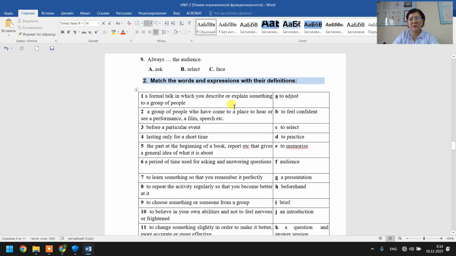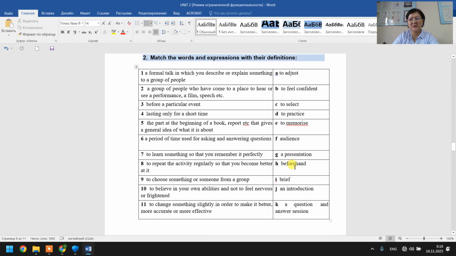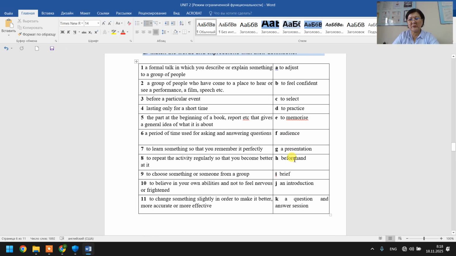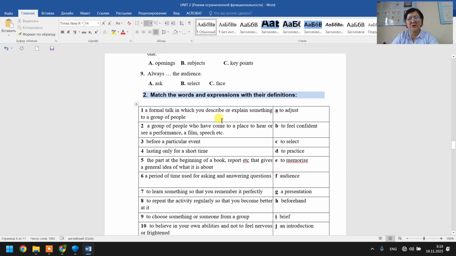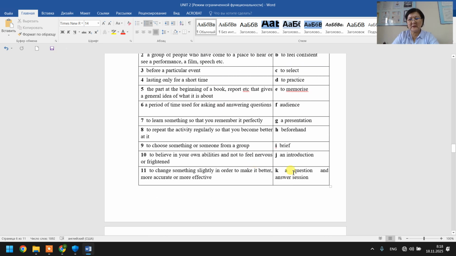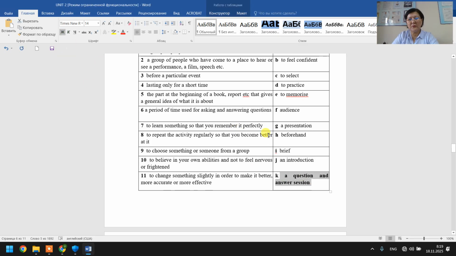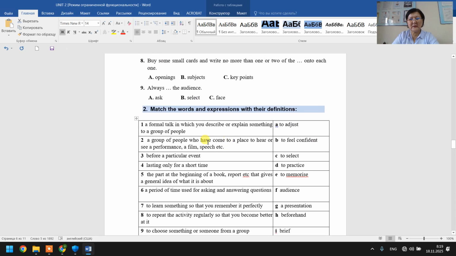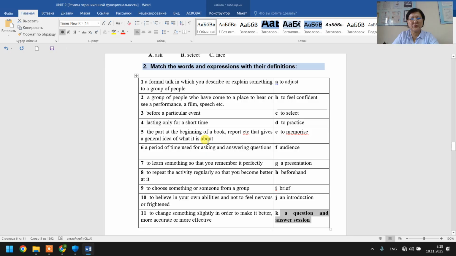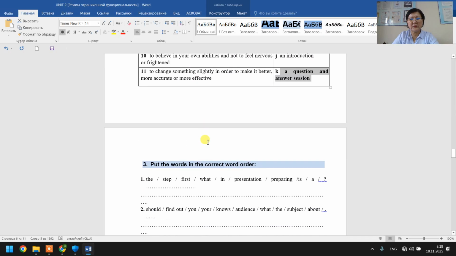Now, sometimes we misunderstand the task, a formal talk. Someone will say a presentation, someone maybe will say an introduction, but in the following case, a formal talk in which you describe or explain something to a group of people, it's a question and answer session. And this is the right version of the first expression. Okay, now the other ones you have to do yourselves, and then we will check.